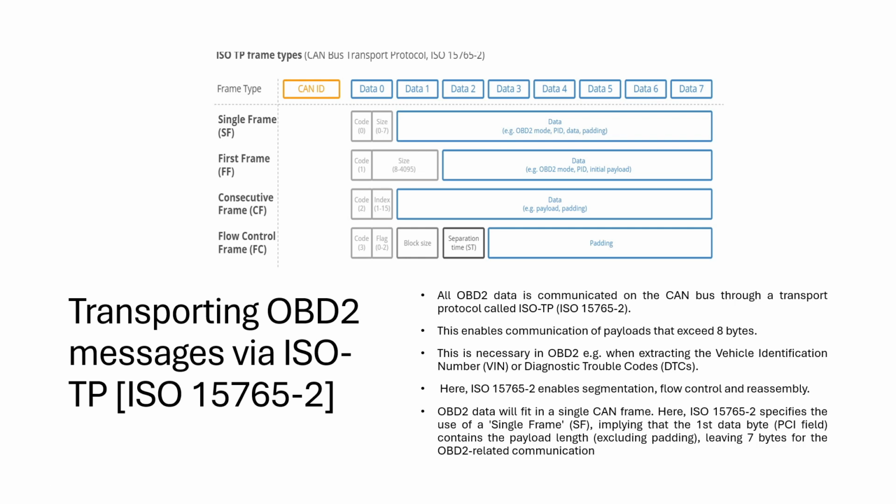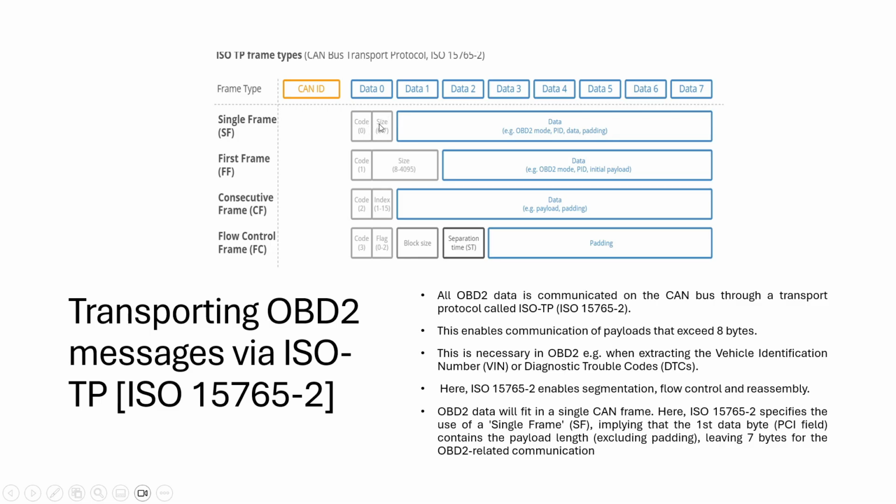This ISO 15765-2 transport protocol enables segmentation, flow control and reassembly. There could be a single frame format for the communication, or it could be a multi-frame format. If it is the single frame format, the frame format is given here.